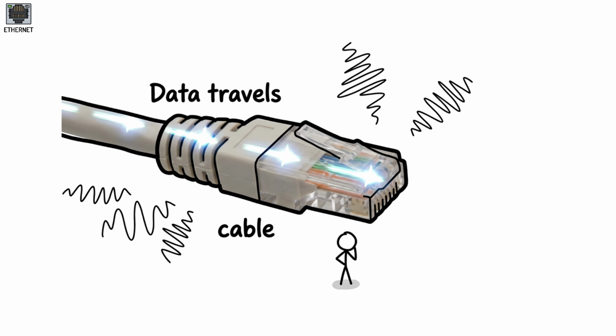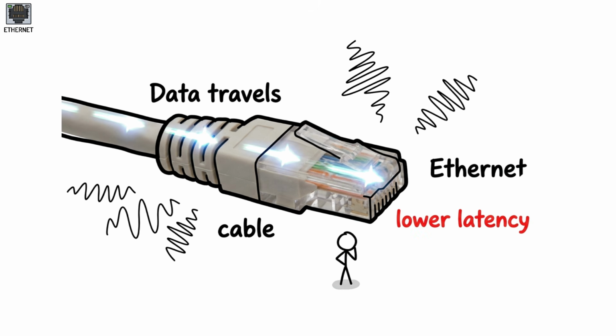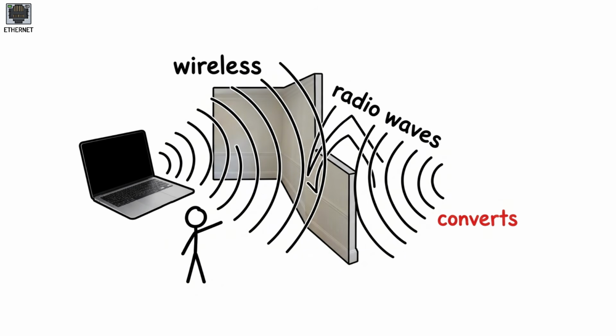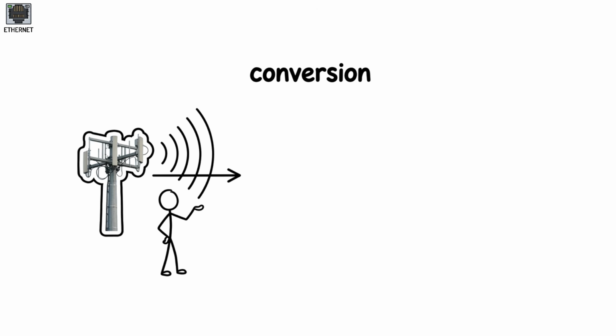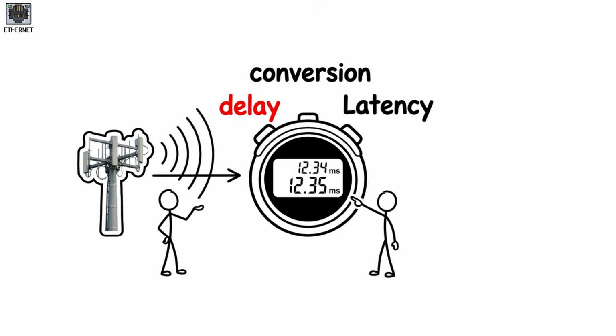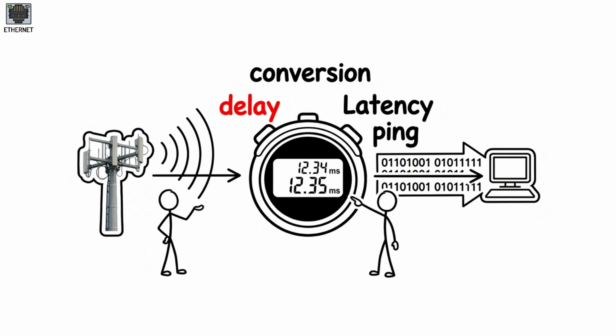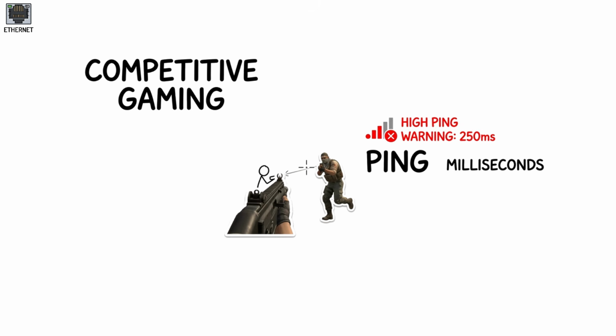That directness is why Ethernet gives you lower latency than Wi-Fi. With wireless, your device converts data into radio waves, sends them to the router, and the router converts them back. Each conversion adds delay. Latency, or ping, measures that round-trip delay between your device and the server. In competitive gaming, even a few extra milliseconds of ping can cost you a fight or a match.